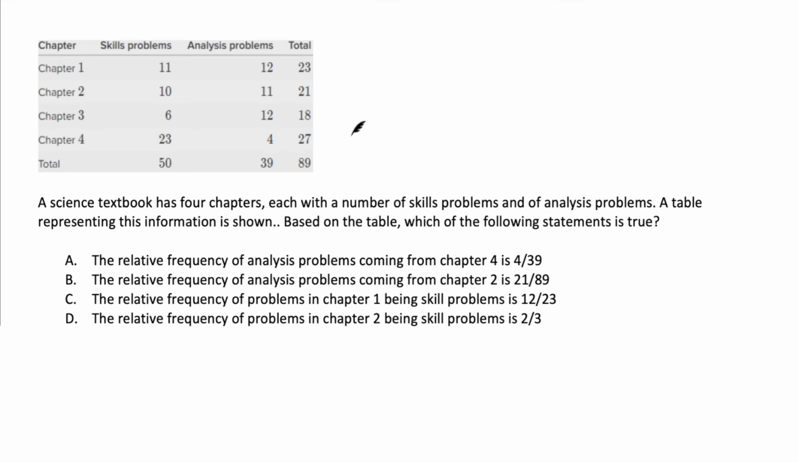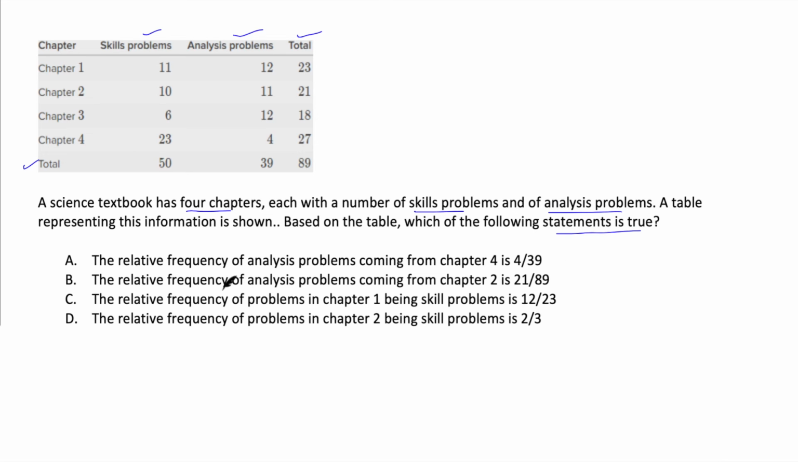Next question. A science textbook has 4 chapters, each with a number of skills problems and analysis problems. Okay, we've got skills problems and analysis problems. Let's look at the table. We've got chapters over here, skills problems here and analysis problems here, and this is the total, and this is the total as well. A table representing this information is shown. Based on the table, which of the following statements is true?